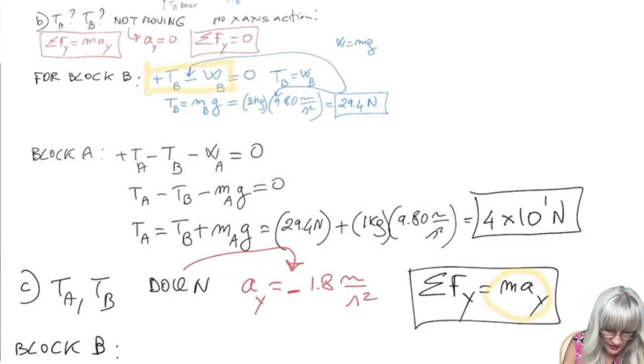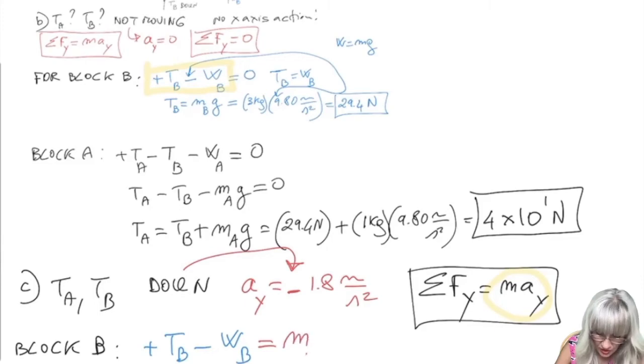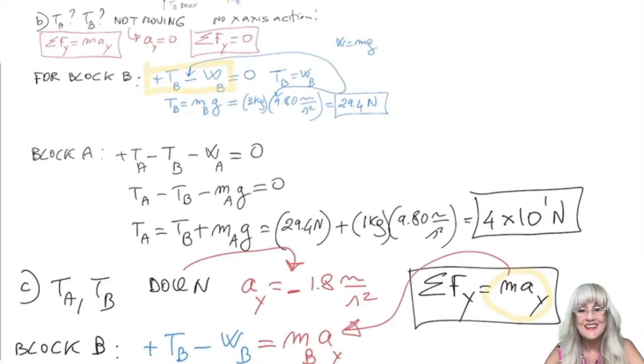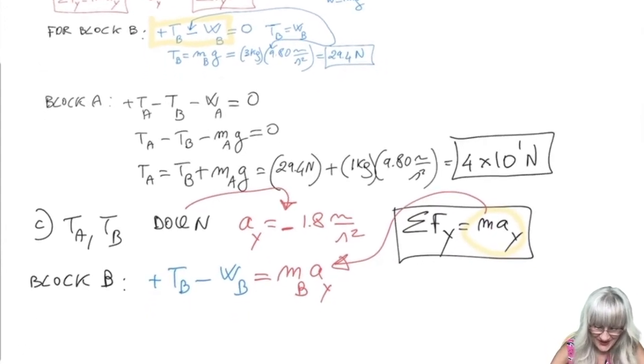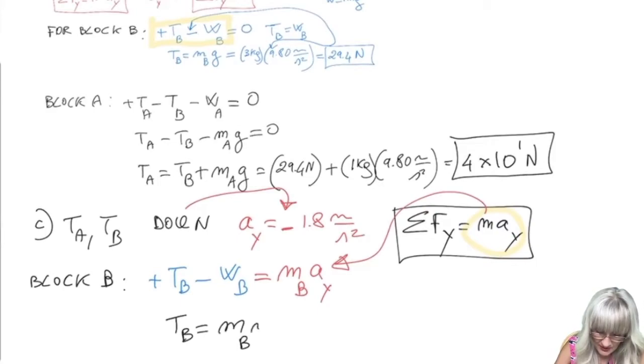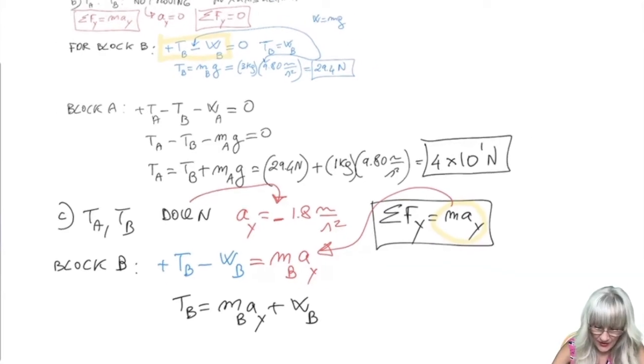I'm going to use blue ink so you remember where it comes from. It's going to be T of B minus weight of B equal now mass of B a_y. So this is the, because there is an acceleration that is downward. All right, I'm going to continue. T of B equal m_B a_y plus W_B. Look how elegant is physics.